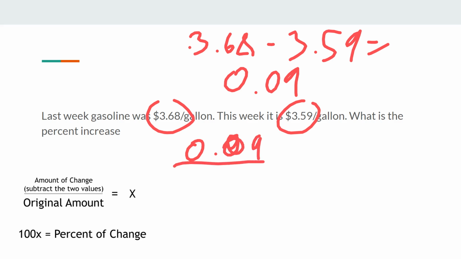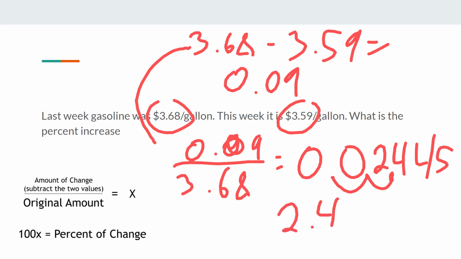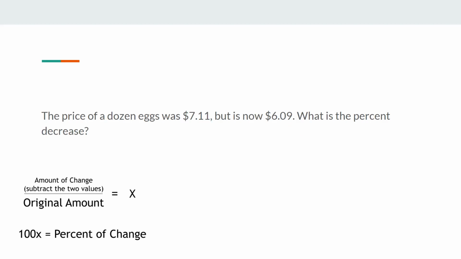So now I'll do 0.09 divided by the original price, right? The original, 3.68. Let's see what that gives me. Divided by 3.68, and then I end up with 0.02445. And it goes on and on and on. But I'm just going to do the booty bump. So 1, 2. And then in reality, the price decreased by 2.4%. All right, that was it. That's not a big decrease, but I mean, shoot, gas is expensive, so I'll take it. All right, let's go with another one.